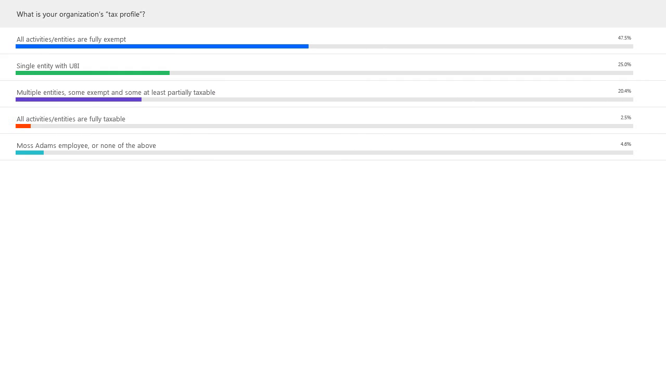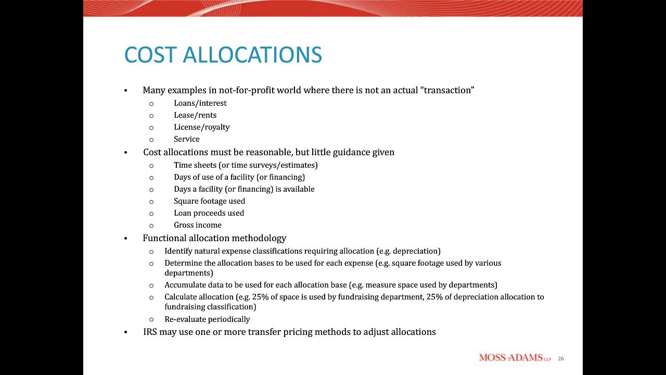So just moving along now. Cost allocations. Essentially, cost allocations have to be done in a way that is reasonable. There is actually no firm guidance as to what is considered reasonable. As we can see from the first point, there are often transactions that take place in the not-for-profit world that are not considered an actual transaction. That may happen with loans or rents, licenses and royalties, or even some services.